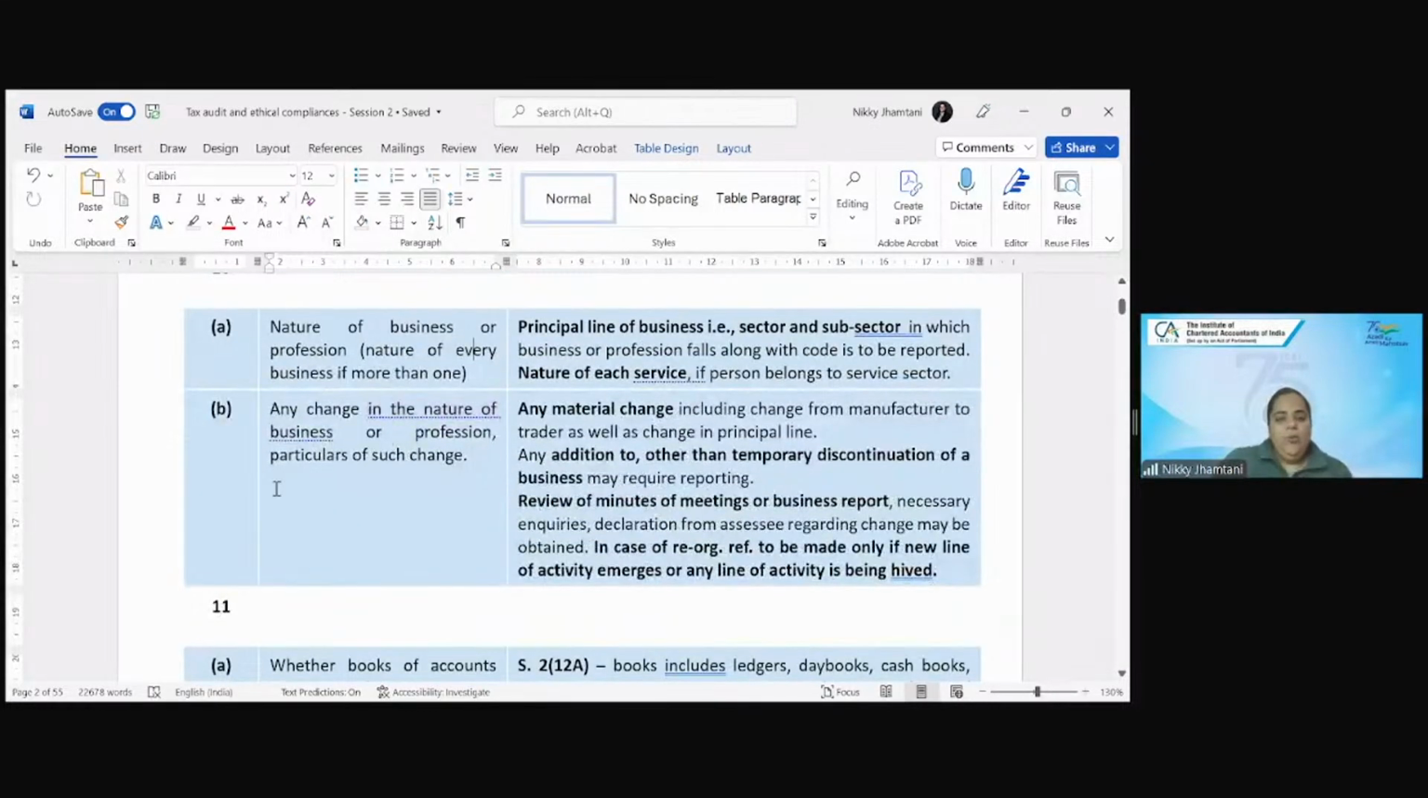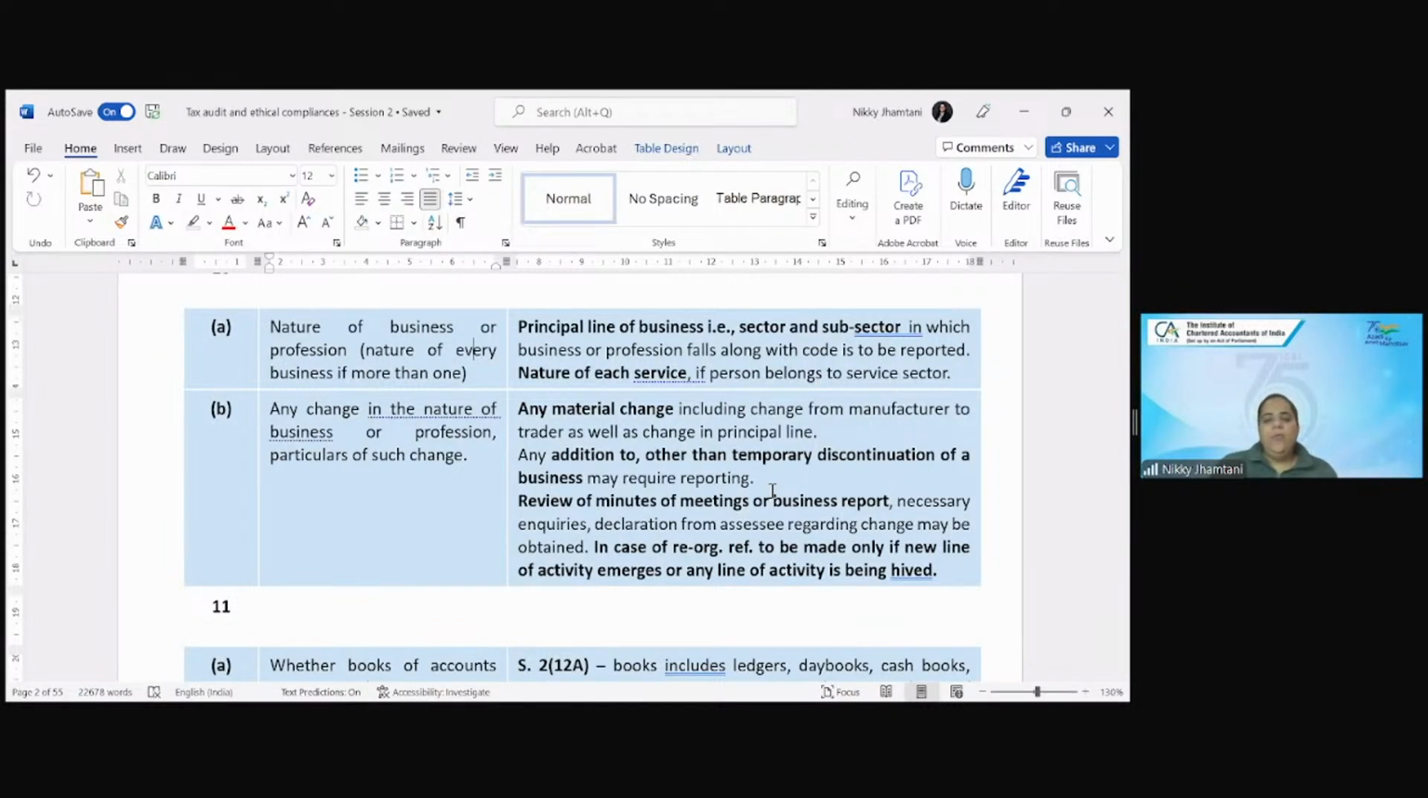Then similarly, if there is any change in the nature of business or profession, then particulars of such change. Any material change, including change from manufacturer to trader, as well as change in principal line. Any addition to, other than temporary discontinuation of, a business may require reporting. Material change is required, and further, any addition other than temporary discontinuation also has to be reported. Review of minutes of meetings or business report, necessary inquiries, declaration from assessee regarding change may be obtained.